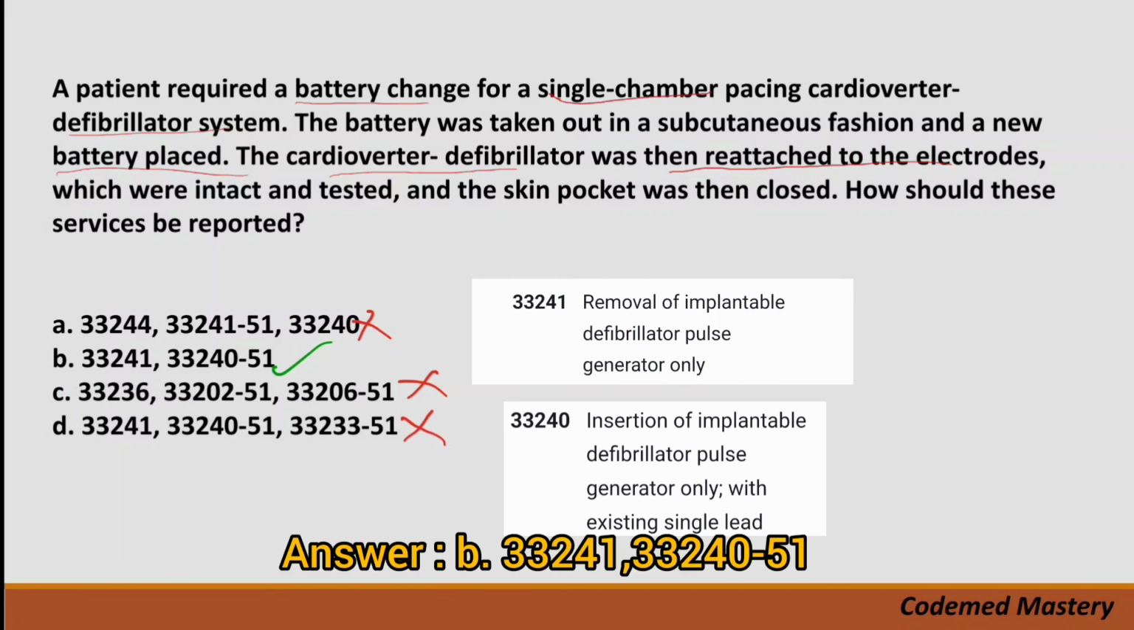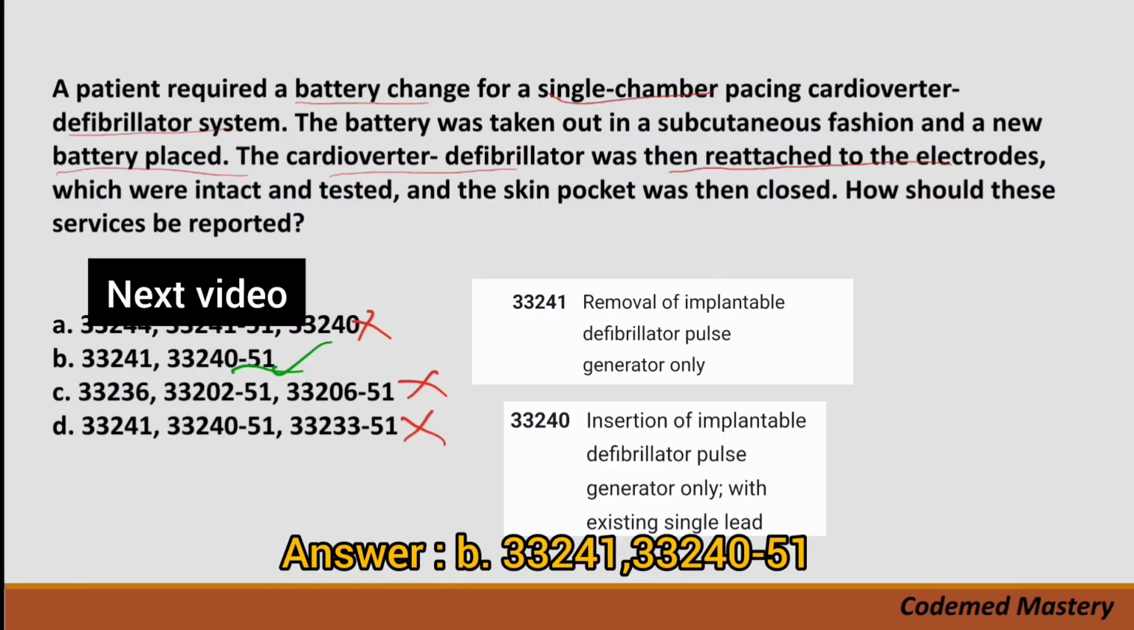They have also mentioned modifier 51, which is for multiple procedures. So here multiple procedures are performed. That is, first the battery is taken out and new battery is placed and the cardioverter defibrillator was then reattached. So we have to code modifier 51. So option B is the right answer. I hope you're clear with it.